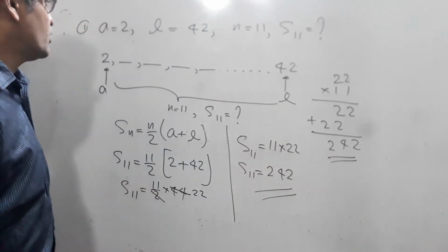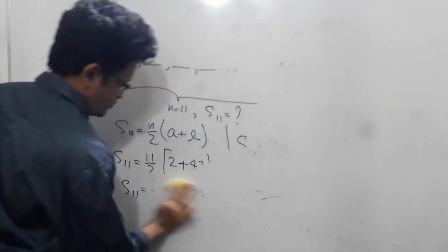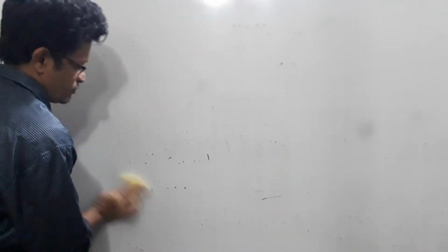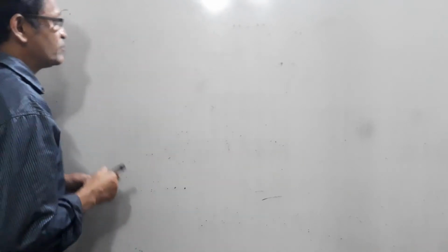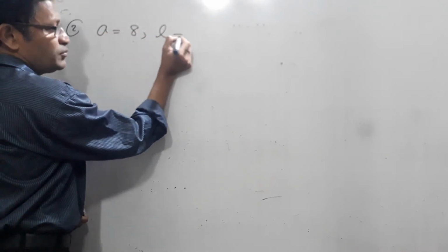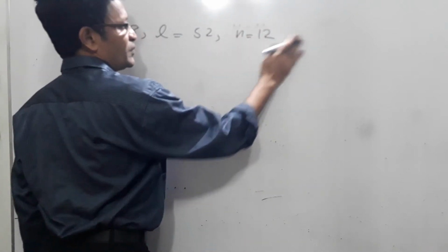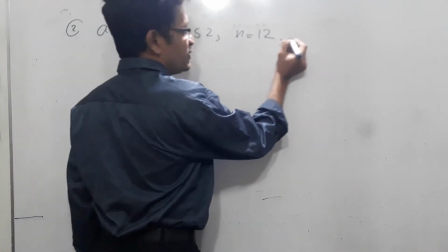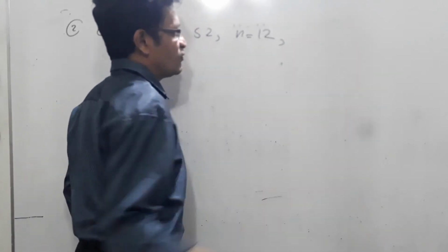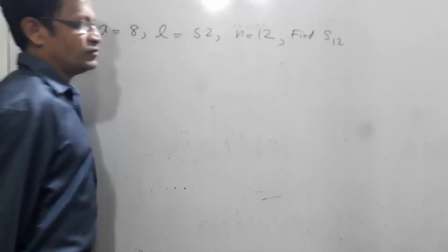Right. Now we will do one more question. Now, second question: the first term A is given as 8, the last term is given as 52, and the number of terms is given. Clear? And they ask, find S12. So there are 12 terms.